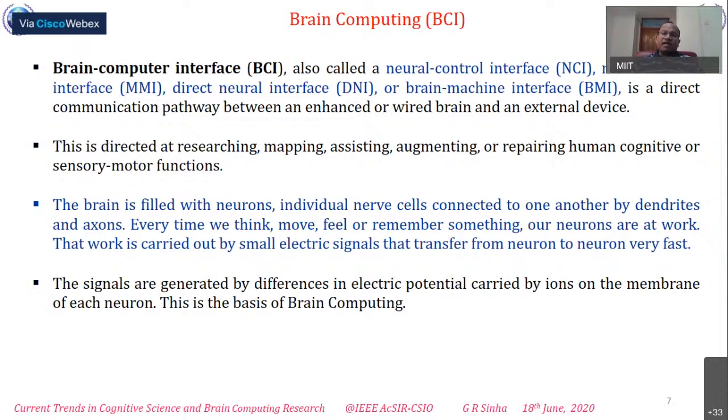The signals are generated by differences in electrical potential carried by ions on the membrane of each neuron. Each neuron will have certain excitation, and the difference between two adjacent ones is termed the electrical potential difference. Then all those neurons in a group constitute a resulting potential, which is recorded as an electrical signal. We assume that's the brain signal coming from the brain, and we receive it in the computer and try to understand and interpret it with the help of signal processing methods and different soft computing tools.